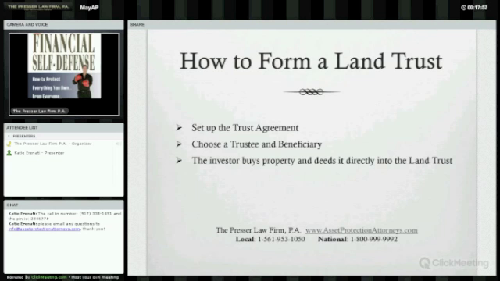And the investor can buy the property in the trust, or they can deed it directly into the land trust. I always advise buying the property, if you're going to use a land trust, directly in the trust. And the reason being is, if you buy the property in your personal name and then you deed it to the land trust, well, they can always look up who owned the property before. And by doing so, they might be able to figure out, based on the sale price, that you owned the property and then you just merely transferred it to the land trust.